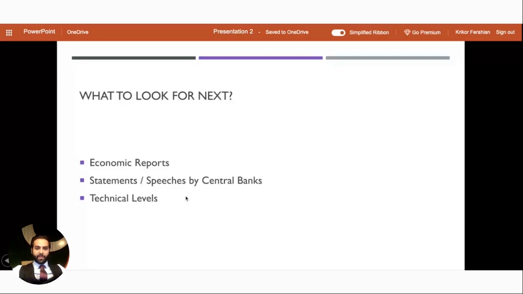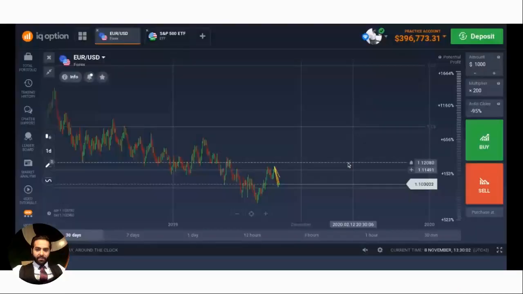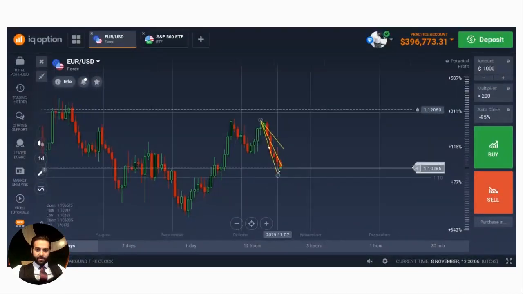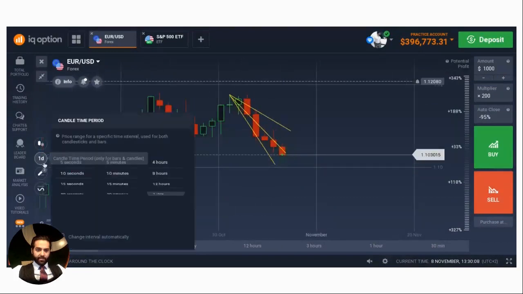And if we go back to the platform, as you remember in the beginning, we had some trend lines on euro dollar. So let's go back there to have a quick look together. Here we go. You'll see I have some trend lines right here. So if we just zoom into hourly candles.